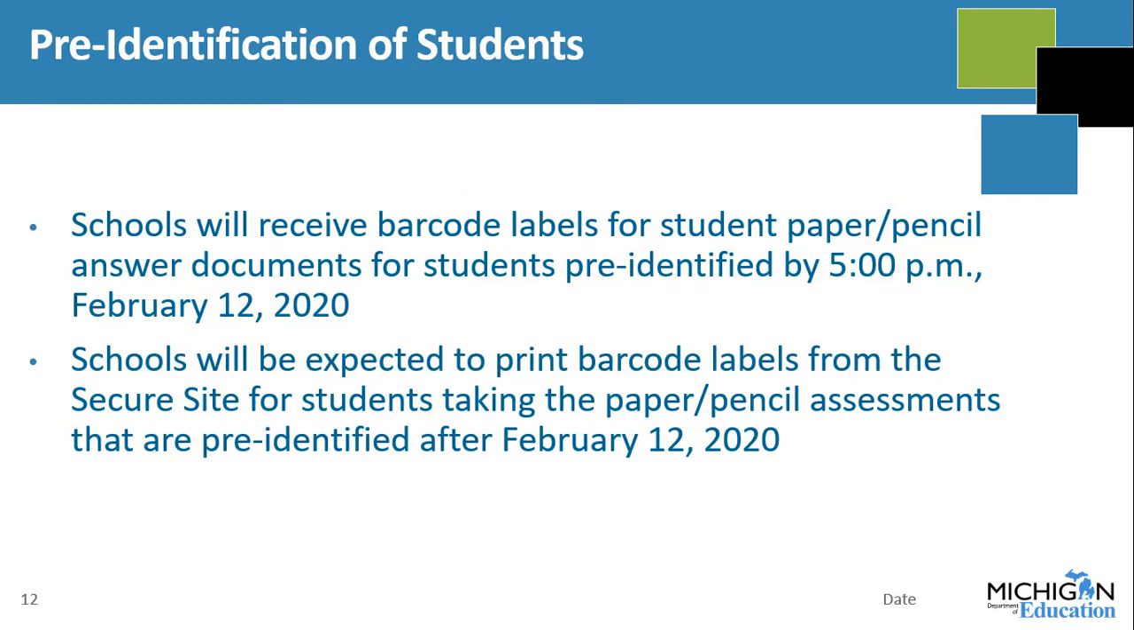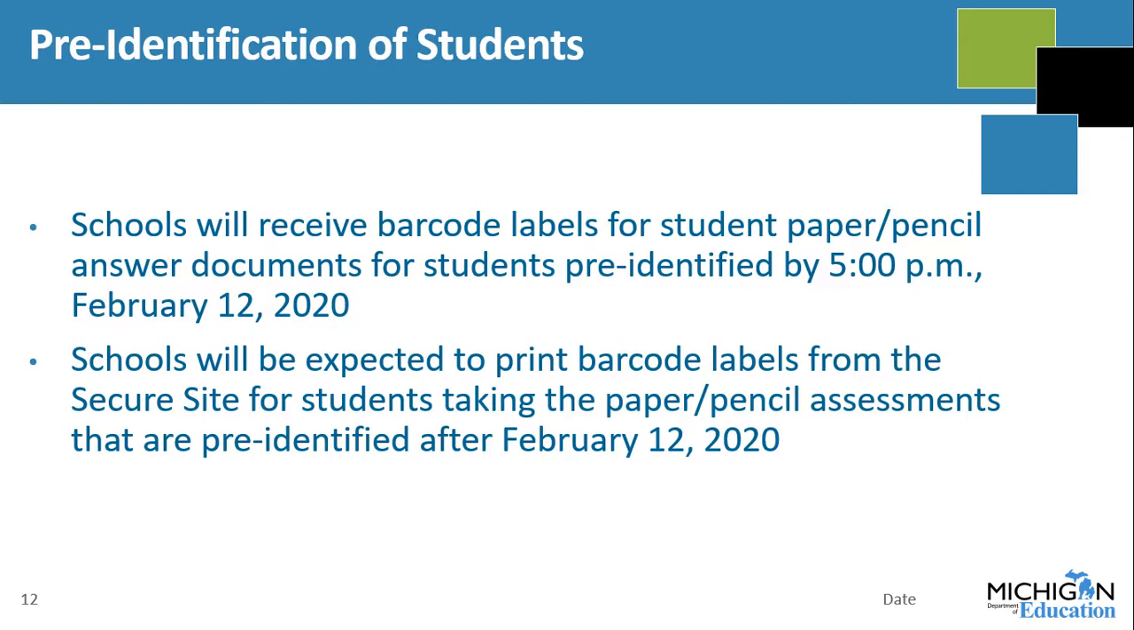Schools will receive printed barcode labels to be placed on students' paper and pencil answer documents for all students pre-identified by 5 p.m. on February 12th. Barcode labels are required to be placed on each paper and pencil answer document. If a school is testing M-Step online, there will be no barcode label needed for those assessments, but the students still need to be pre-identified on the secure site.